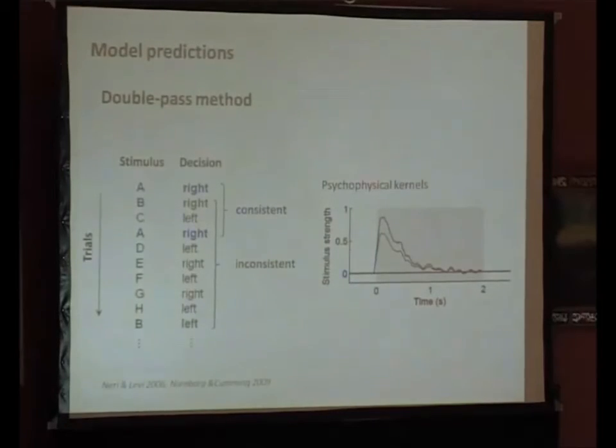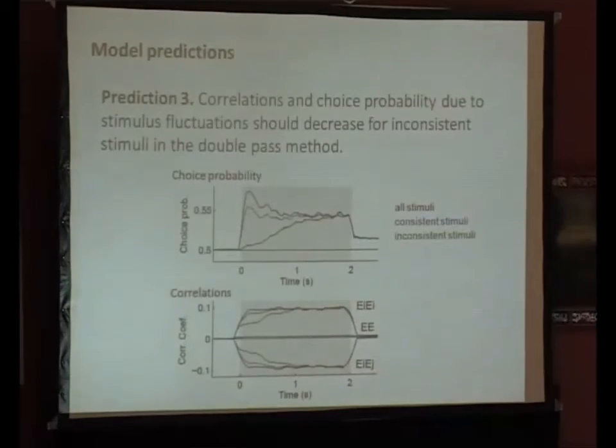Now, if you use this simple manipulation in an experiment, and this is something that has not yet been tested, then we should again see the effect on choice probability. The prediction that the model makes is that the inconsistent stimuli give a very similar result to the replicate stimulus condition. So we should see a reduction in choice probability early in the trial, and the same should hold for the correlations. And consistent stimuli should increase choice probability in the same time window. And again, the weighted average of the two should give you the choice probability you measure when you do not do this manipulation. So this is something that still has to be tested.